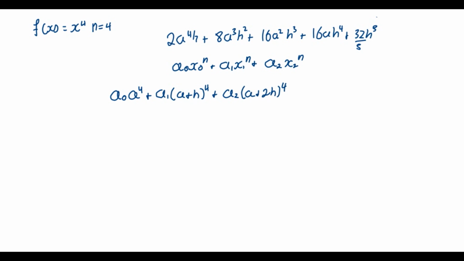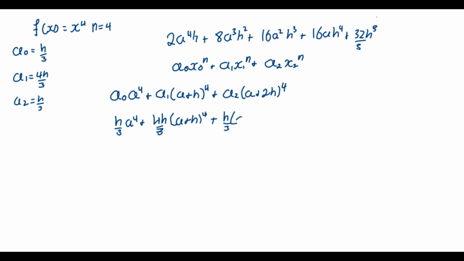But before you do that, you might want to consider the fact that you already know what your a naught is. Remember, we found a naught is h over 3, then a sub 1 we found 4h over 3, then a sub 2 we found h over 3. So where there's a naught here, you plug in h over 3 times a to the power 4, plus a sub 1, which is 4h over 3, multiplied by a plus h to the power 4, plus a sub 2, which is h over 3, then you have a plus 2h to the power 4. So expand this, and you're going to end up with something like this.